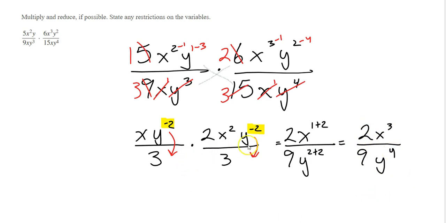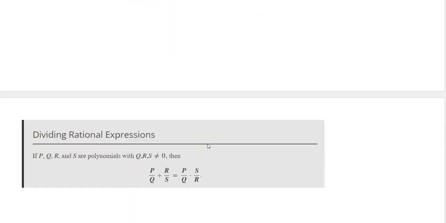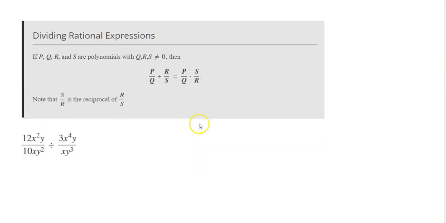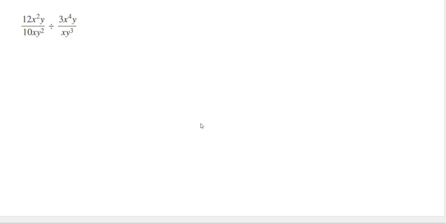All right, let's continue on. Let's go down here to division now. All right, this gives us a nice little reminder about division. Let's kind of just get this right about there. All right, first things first, let's go ahead and rewrite.